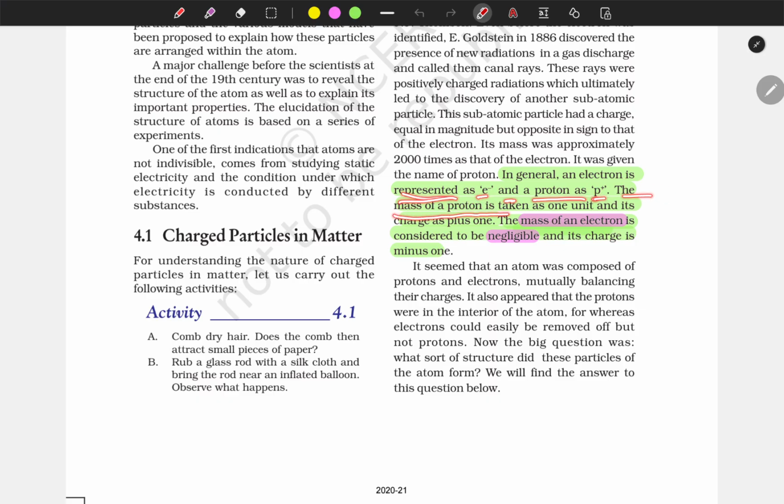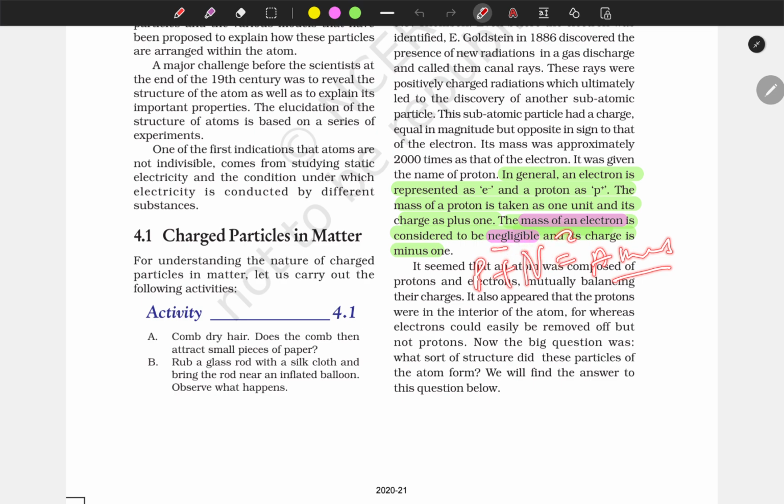The mass of the proton is taken as 1 unit and its charge as +1. The mass of the electron is considered to be negligible and its charge is minus. So the mass of the electron is negligible in comparison to the mass of the proton and the mass of the neutron. So while calculating the atomic mass, we only consider the mass of the proton and the mass of the neutron. Proton plus neutron equals atomic mass.